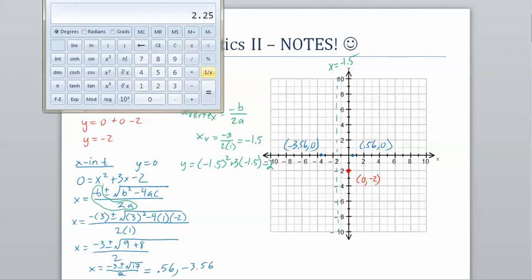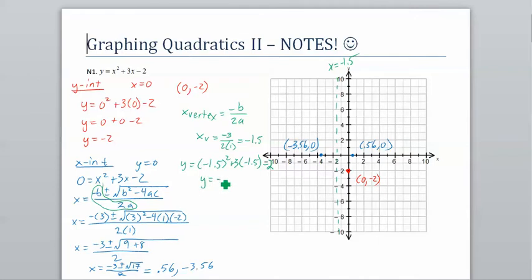So 2.25. And then we're going to go plus 3 times negative 1.5 is negative 2.25. And then we need to subtract the 2 on the end. And so we get negative 4.25. So the y value equals negative 4.25. So I put those two together and I get the point, which is negative 1.5, negative 4.25. And so that's my vertex. So I go to the negative 1.5 and then I go 1, 2, 3, 4, and about a quarter right there. Okay, so now I've got 1, 2, 3, 4 points.